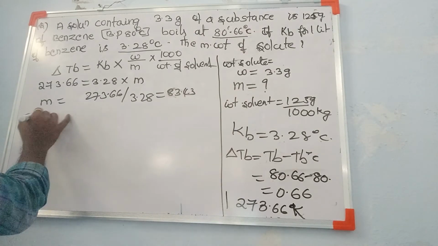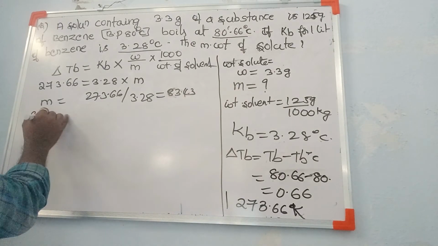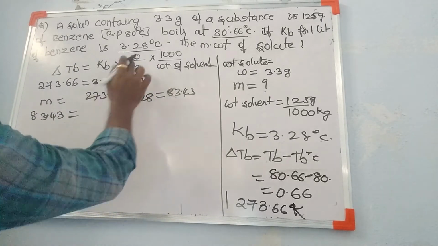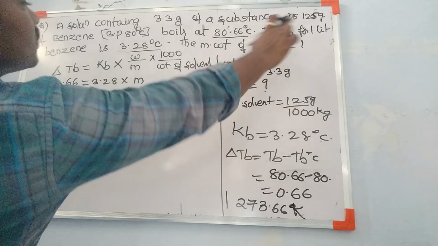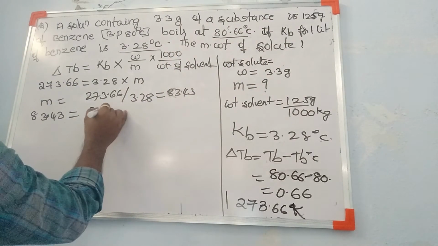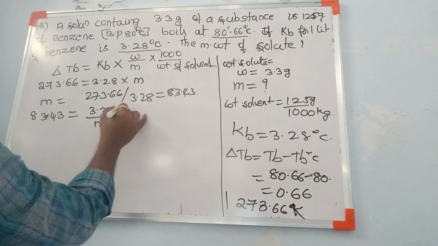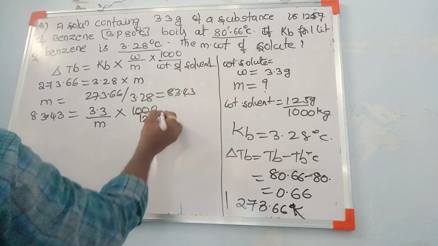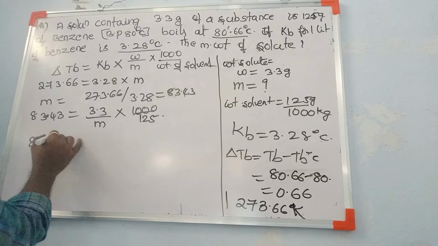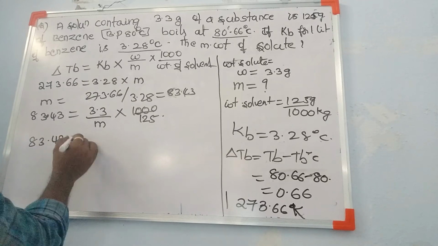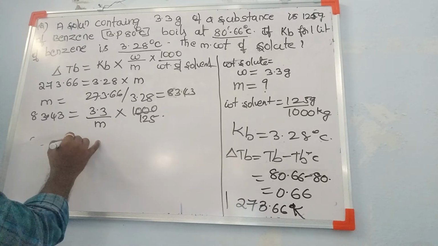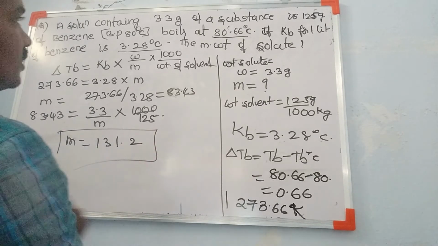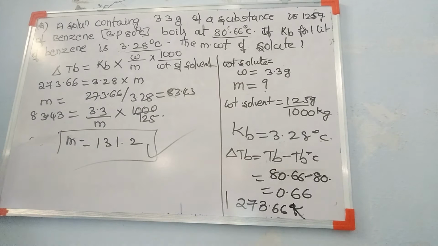Now write 83.43 equals weight of the solute, 3.3 grams, divided by molecular weight, which we have to calculate, into 1000 upon 125. If you do the calculation, you will get 131.2 grams. This is the molecular weight of the solute.